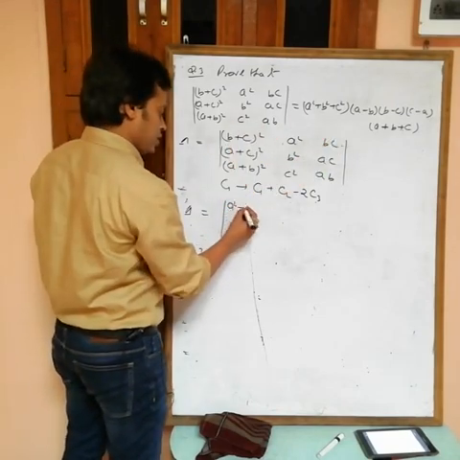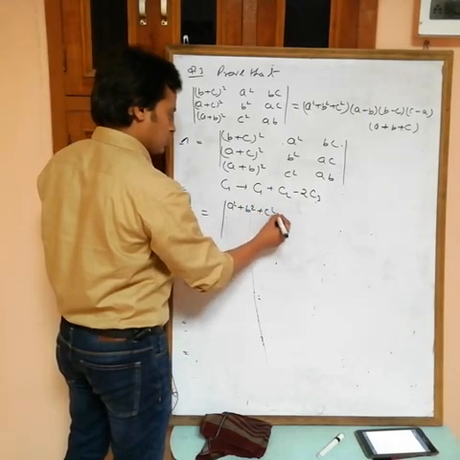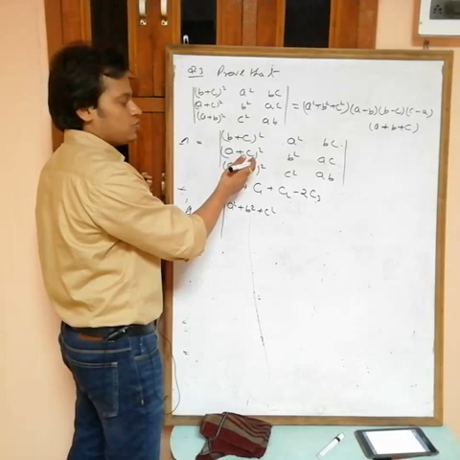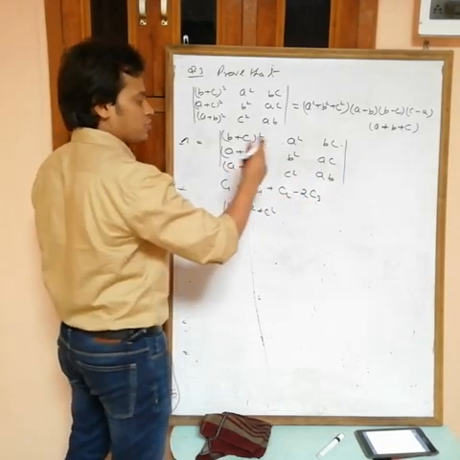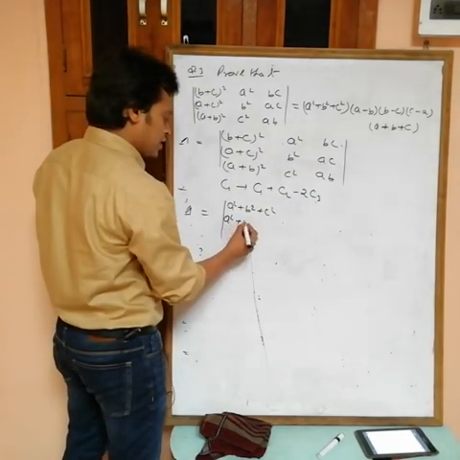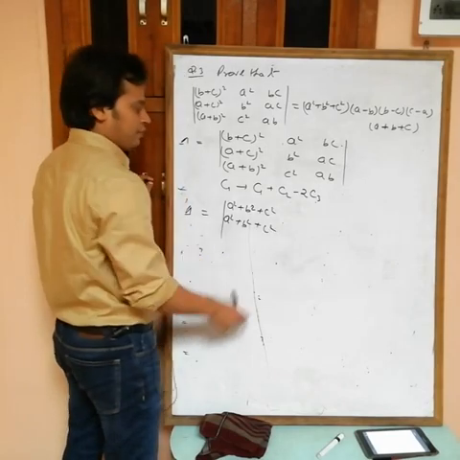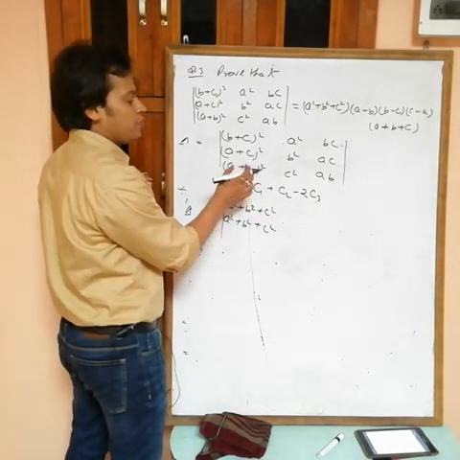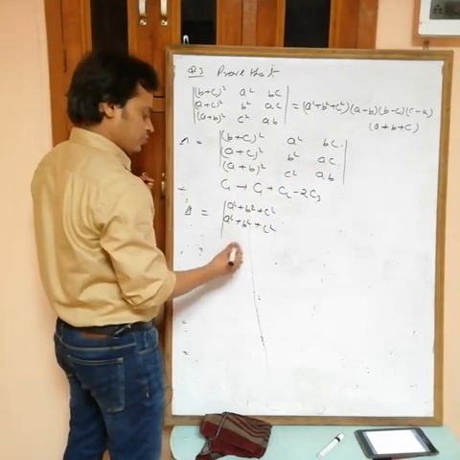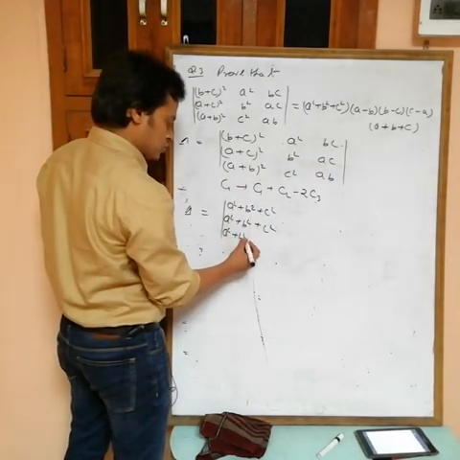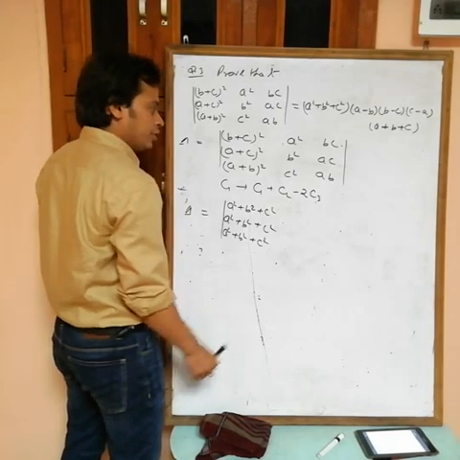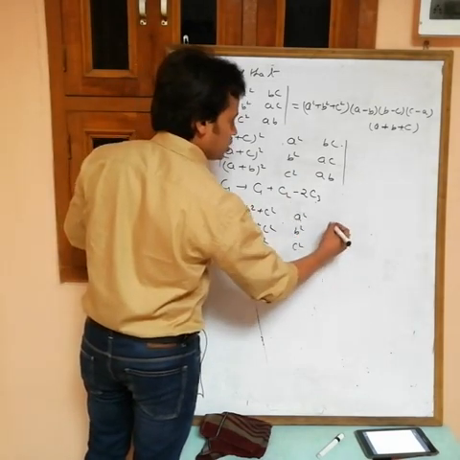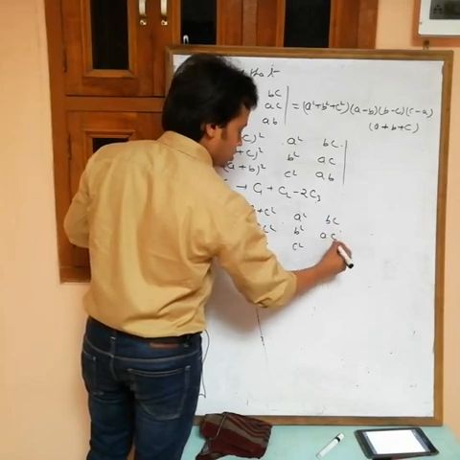then here you will get a square plus b square plus c square. In this one, add this one, then a square plus c square plus b square plus 2ac, and minus twice of this one, then again you will get a square plus b square plus c square. This one plus this one is a square plus b square plus c square plus 2ab, minus twice of this one. Again you will get a square plus b square plus c square. Then this column remains the same: a square, b square, c square, and bc, ac, ab.